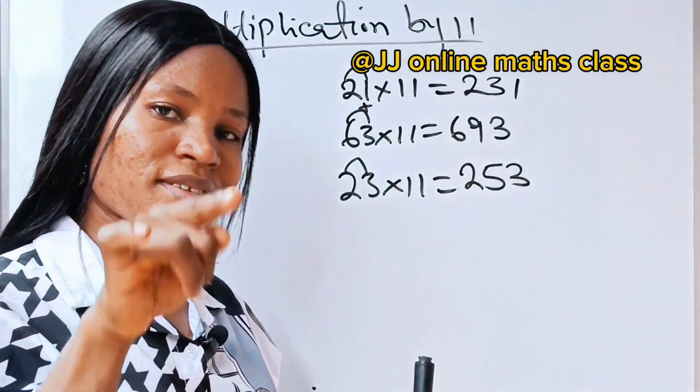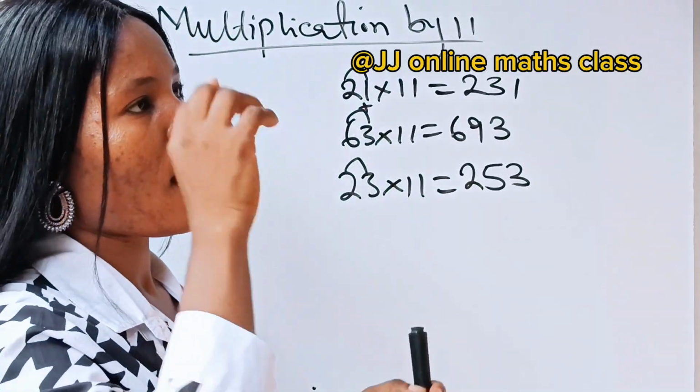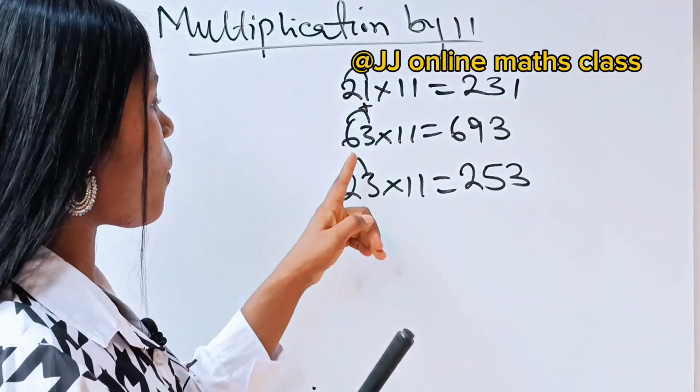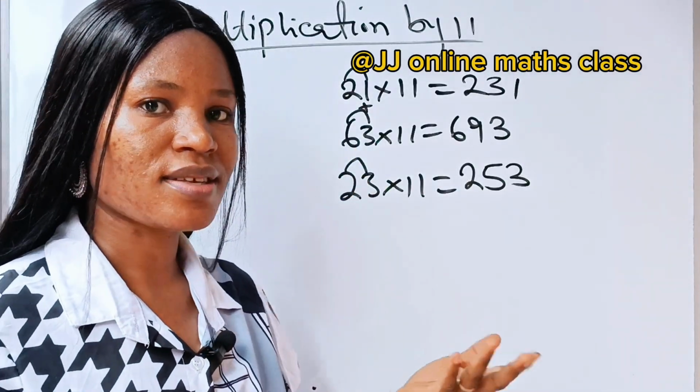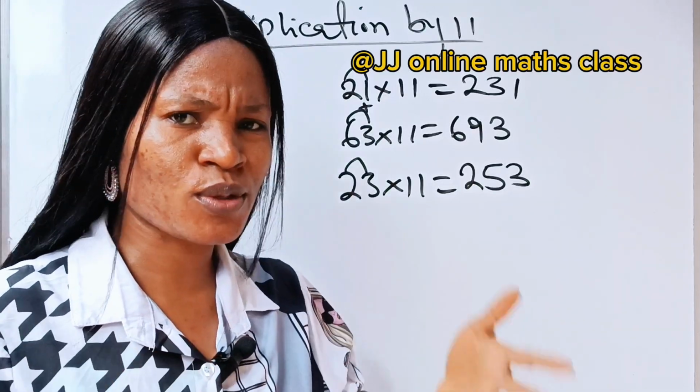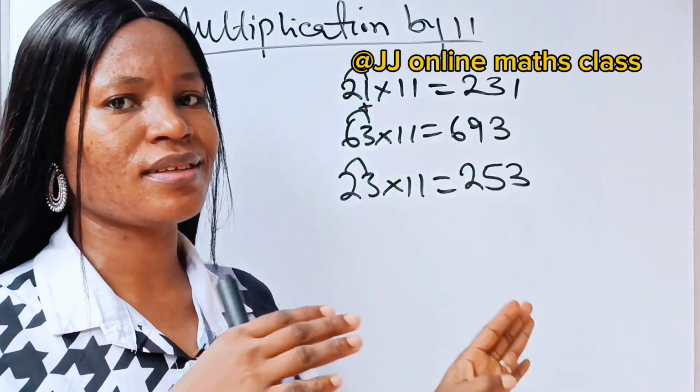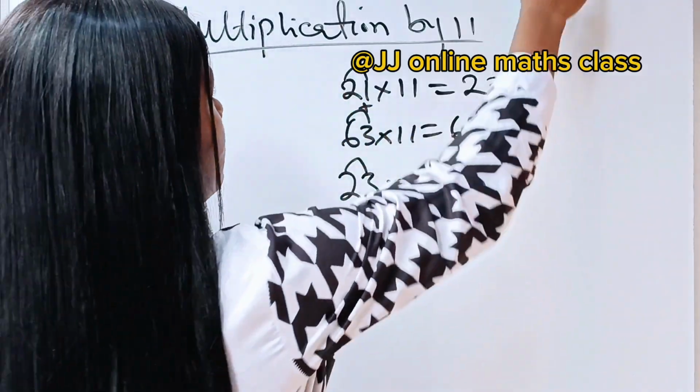Okay, now this is what was in your mind. I know you were thinking, what if when we add this to this, we get a ten, a number that is up to 10? What do we do then? That is exactly the next one I'm going to explain.